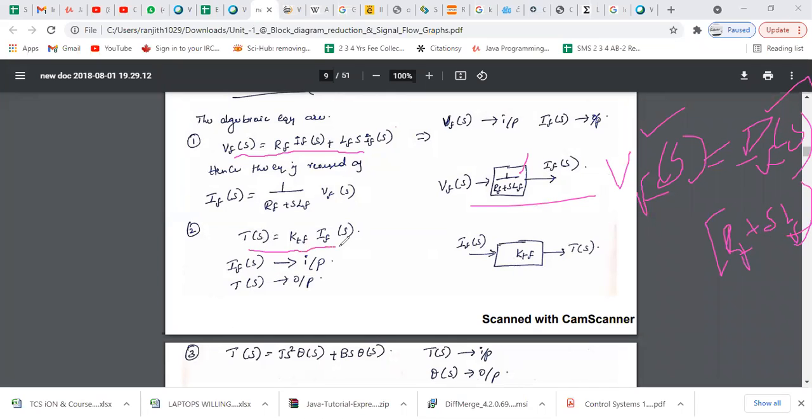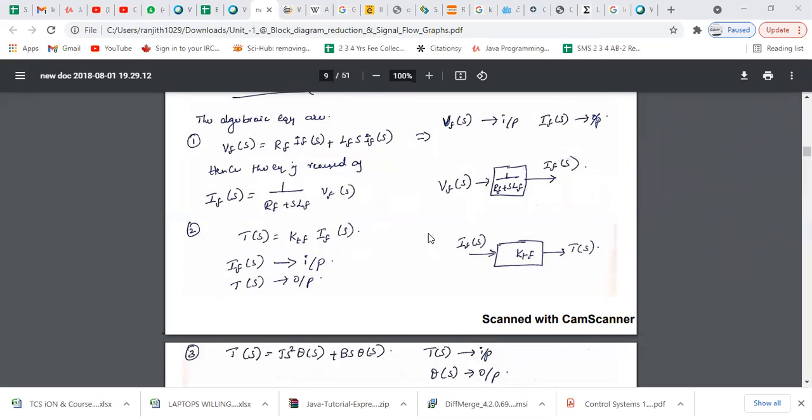Coming to T of S, we have one more equation. What is the input? What is the output? The output of the first section becomes the input to the next section. IF of S is the input, T of S is the output. Right. What is the transfer function? KTF. This is the second section.